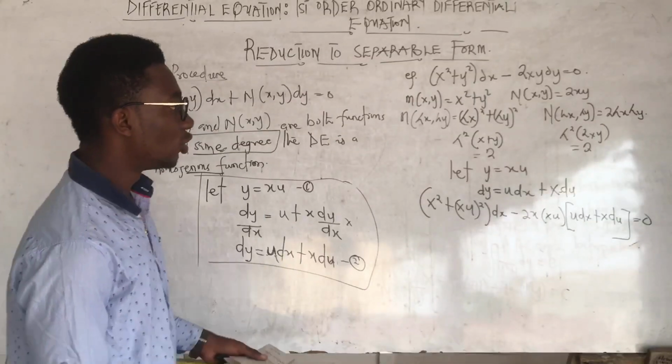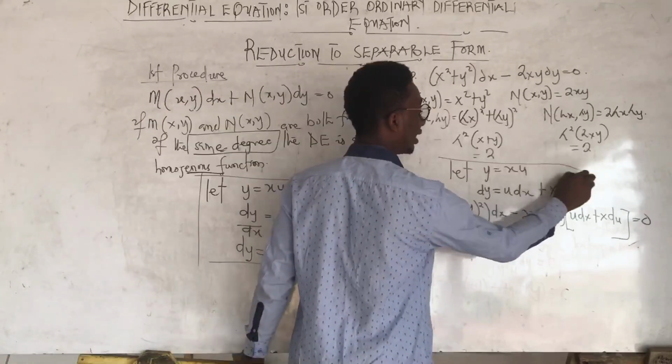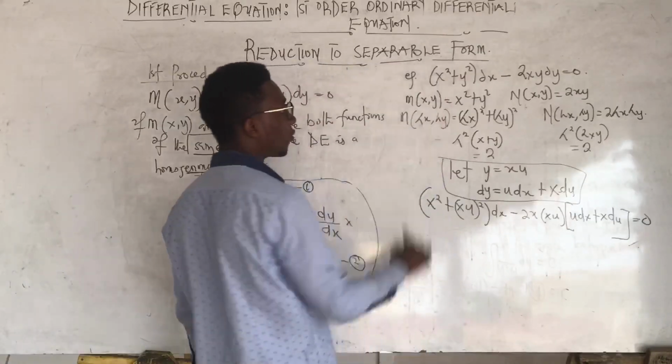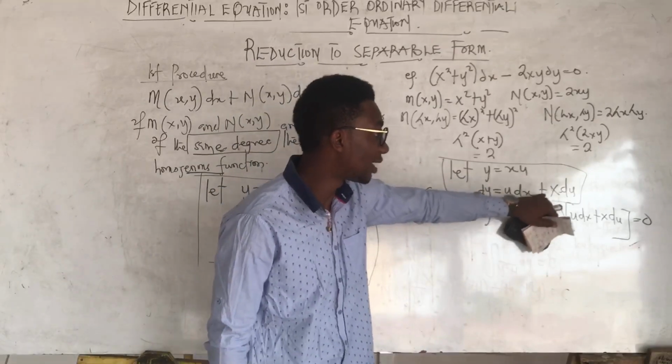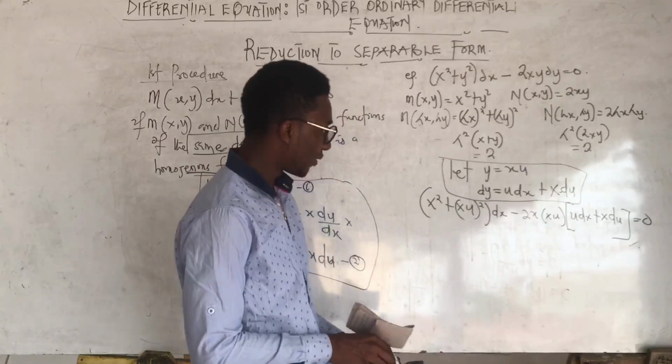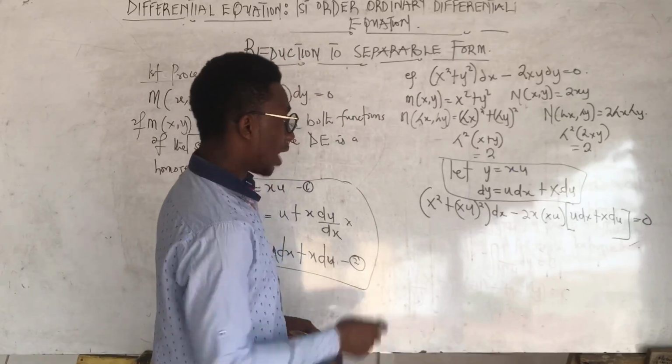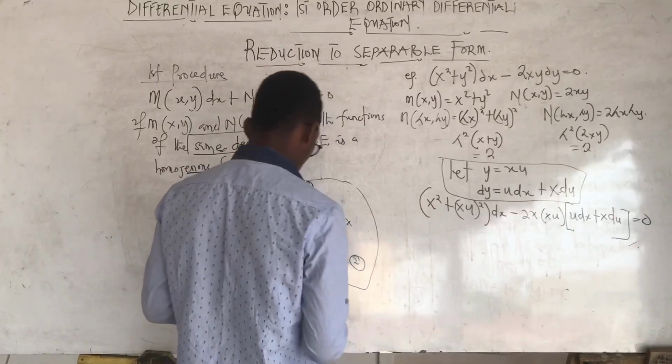Please, are you getting it? So the first method, what should be in your head is this. You now go to the former equation. Everywhere you see y, you put xu. Everywhere you see dy, you put u dx plus x du. Alright. So now you simplify this further.